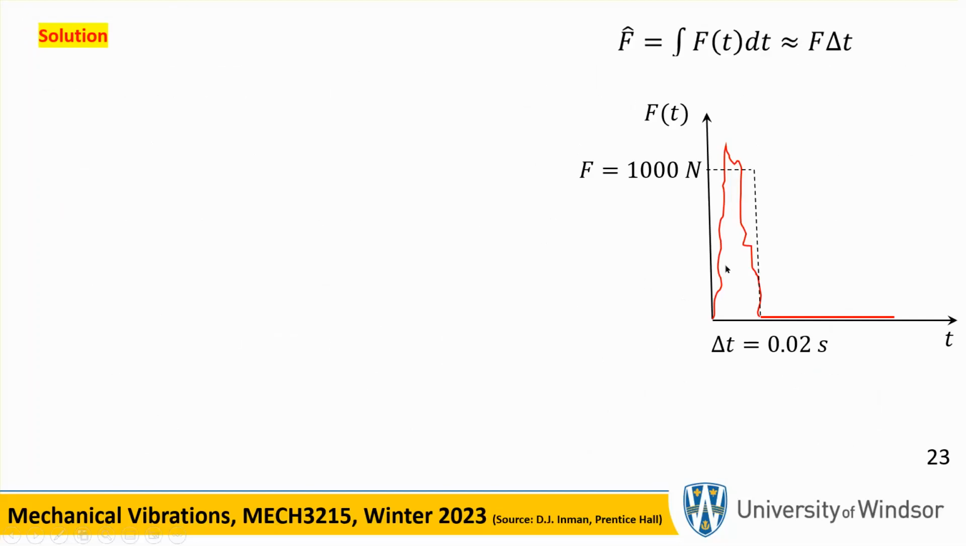So let's see now. Pretend that there was a sensor installed on the wing, and it measured, for example, the force imparted by the missile, and it looks like that. So we're going to approximate this. This is an impulsive force. We're going to approximate it with an average value of 1,000 Newton over 0.02 second. So the value of the impulse is going to be 1,000 Newtons times 0.02, which is going to give you 20 newton second, right?